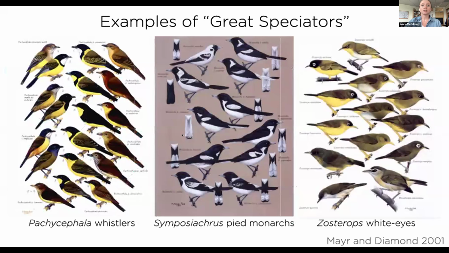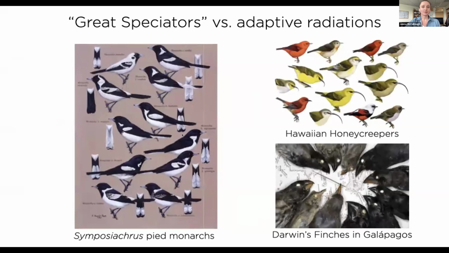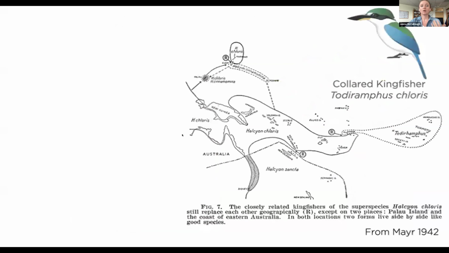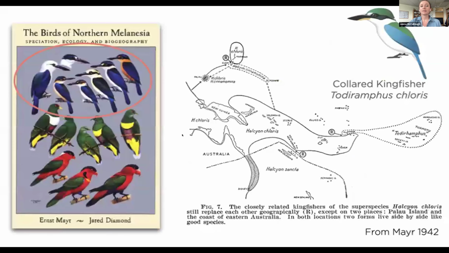This paradox is based on geographic variation of Indo-Pacific birds, but not all groups of birds in this region are considered great speciators. And great speciators differ from other famous island endemic adaptive radiations because they involve rapid diversification without the evolution of obvious adaptive changes like bill morphology. One of the most prominent great speciators is the collared kingfisher complex, which was so important to Ernst Mayr's ideas that they were on the cover of his influential book, Birds of Northern Melanesia, in 2001.